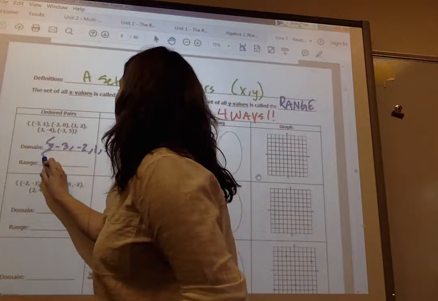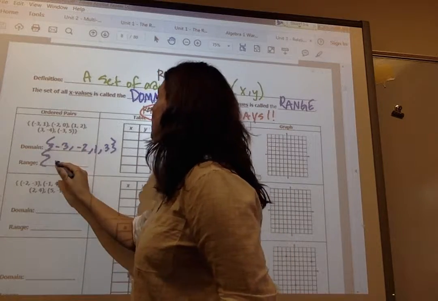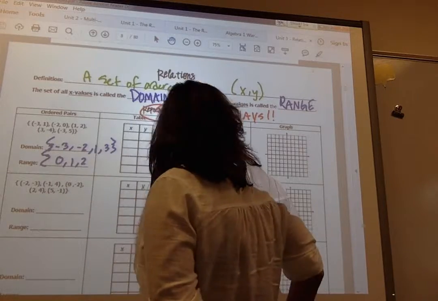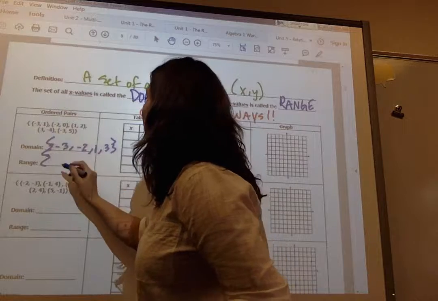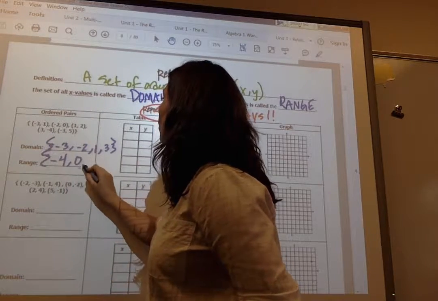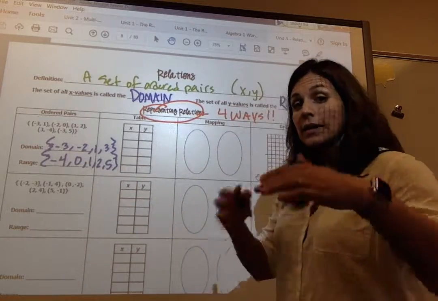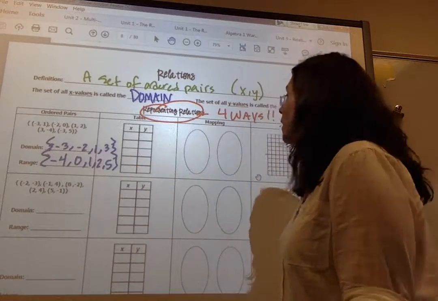My range, I open my bracket, and again, it's least to greatest, numbers don't repeat. So it's 0, 1, no it's not, I messed up. I see this -4. So range is my Y value, so notice that -4 that hid for me. -4, 0, 1, 2, and 5. Okay? Least to greatest, numbers don't repeat. If you need to make a side note, make a side note.